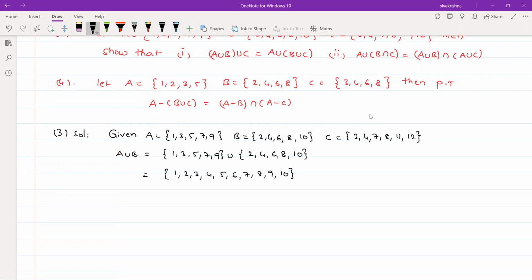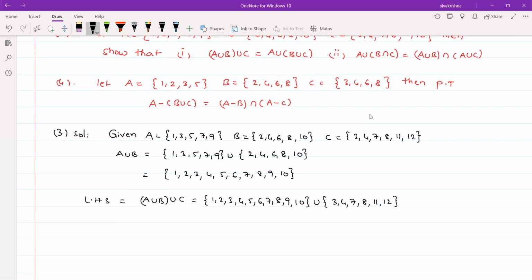Okay, after finding A union B, we have to find the LHS value. So here LHS is nothing but A union B union C. So we have to find the union of two sets once again. One is A union B and the second one is C. So I am writing the set A union B: 1, 2, 3, 4, 5, 6, 7, 8, 9 and 10, union C, which is given by 3, 4, 7, 8, 11, 12.